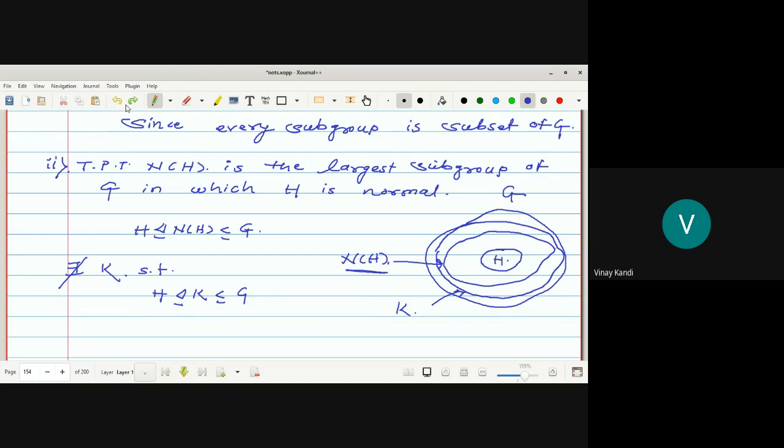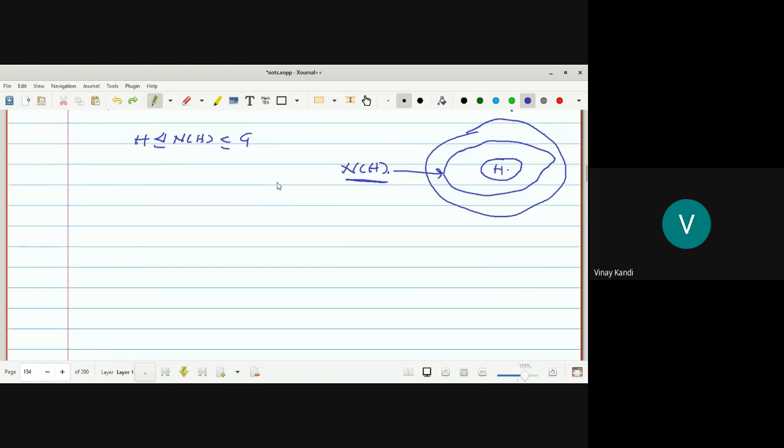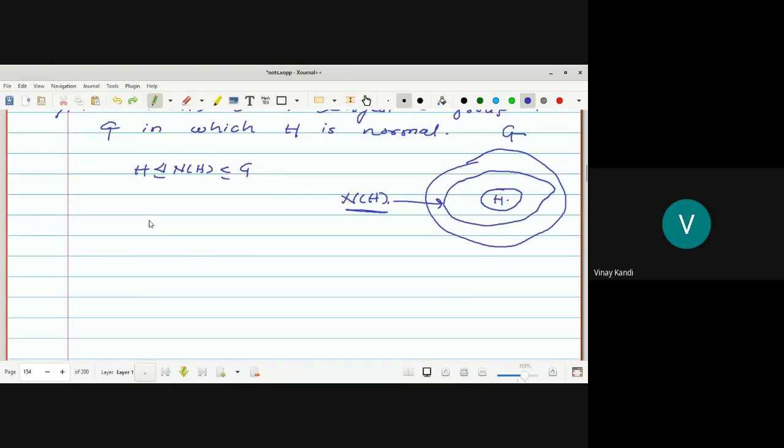Right. So we have to prove that H is normal in N of H, which is the subgroup of G. Okay. Now prove. Let capital H be a subgroup of G. Capital H is a subgroup of G. Okay, this is a subgroup of G, this one is the normalizer of H. Okay, then H is what, a subgroup of G?